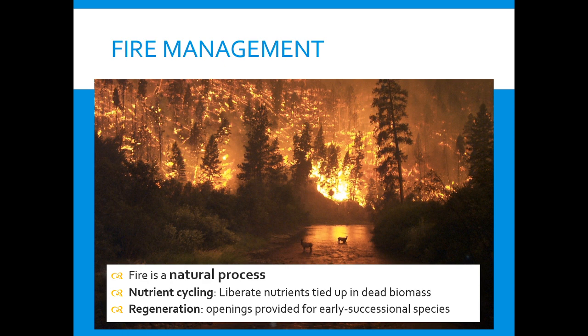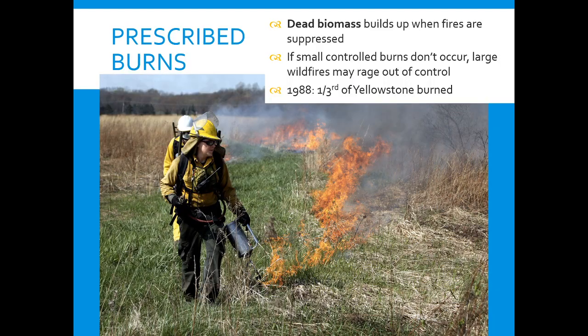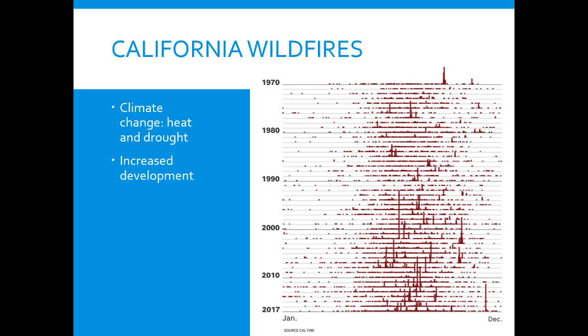We have to understand that fire is a natural process. It helps to cycle the nutrients, because a lot of those nutrients that are in the dead biomass can be recycled now, and it allows for regeneration through allowing early successional species to grow. Now, one thing that we do is we have prescribed burns, which are where we burn the dead biomass, because by doing a small controlled burn, we can prevent larger wildfires that can go out of control. So in 1988, a third of Yellowstone was burned as a prescribed burn to prevent a massive wildfire.